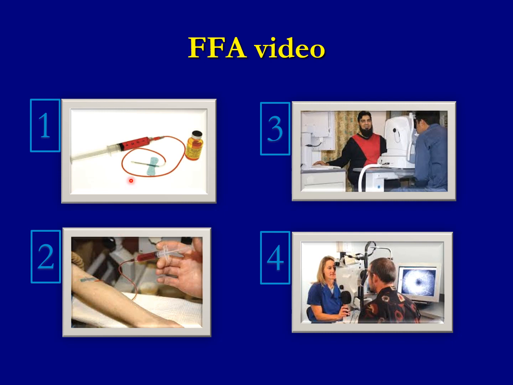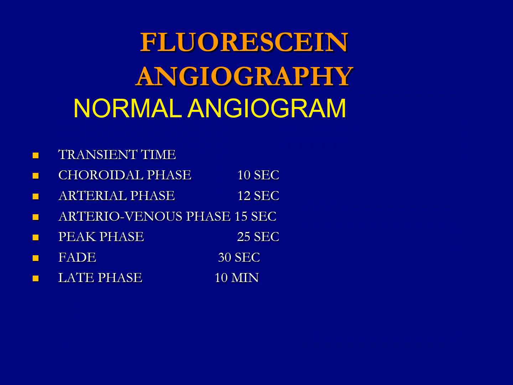The steps: first of all, you have to take the dye, which is the fluorescein dye. Number 2, you put a butterfly in the arm and you have to inject the dye, and the dye goes into the eye of the patient and you can see the photographs or the blood vessels of the patient, and that is why it's called Fundus Fluorescein Angiography.